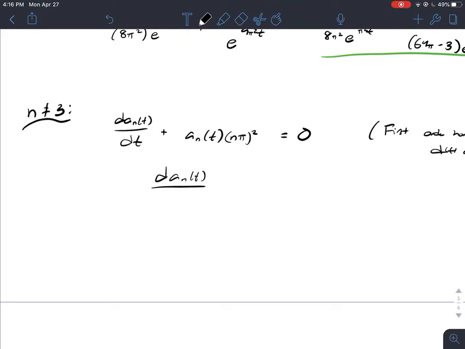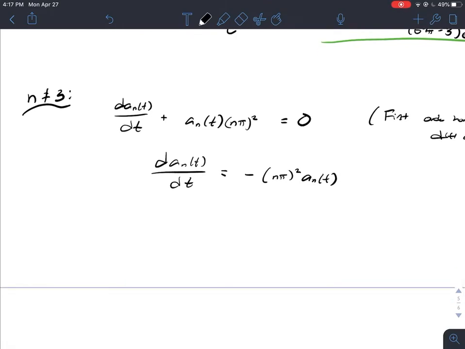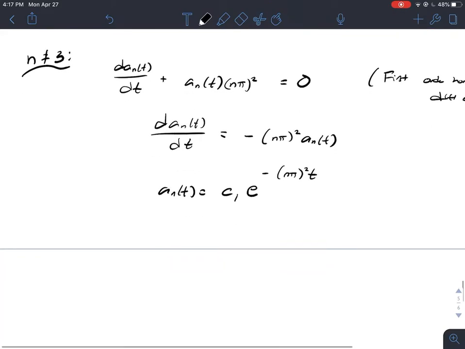So let's move the a sub n dt is equal to negative n pi squared a sub n t. And then if we take the integral of both sides and then solve, we should end up with a sub n of t is equal to c1 e raised to the negative n pi squared t. So now we have to deal with the coefficient c1, right? So now let's apply time equals 0. At time equals 0, we know that a sub n of 0 is going to be equal to two values depending on whether or not n is odd or even.